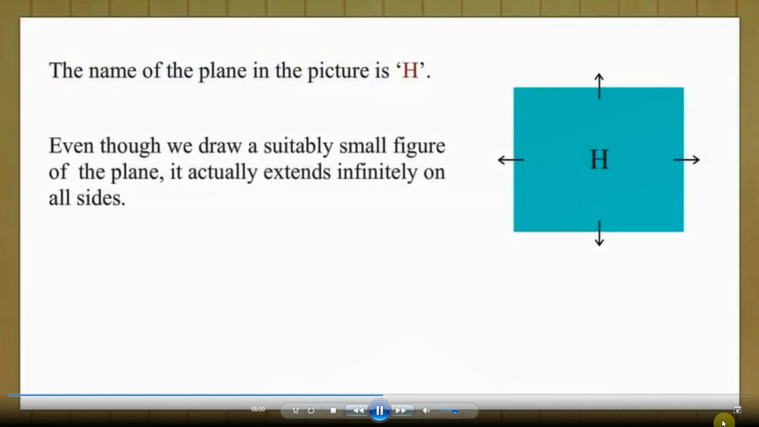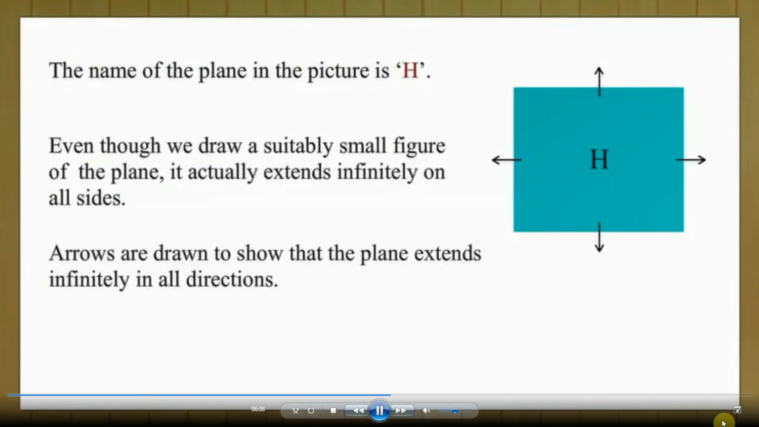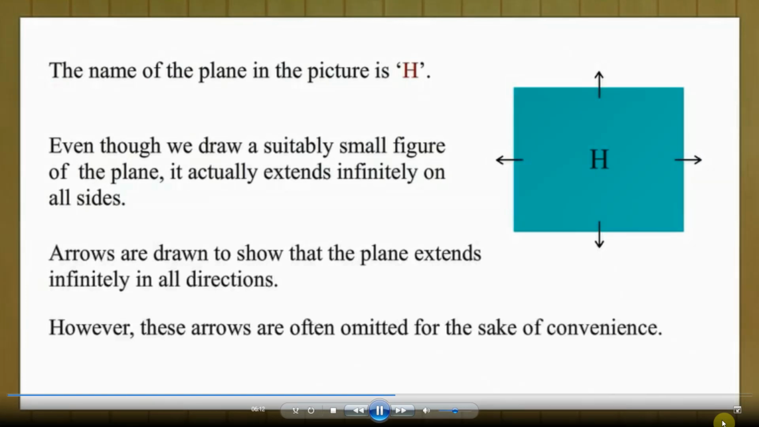Even though we draw a suitably small figure of the plane, it actually extends infinitely on all sides. Arrows are drawn to show that the plane extends infinitely in all directions. However, these arrows are often omitted for the sake of convenience.